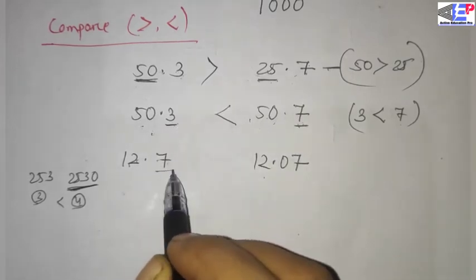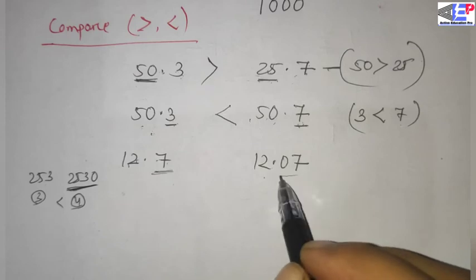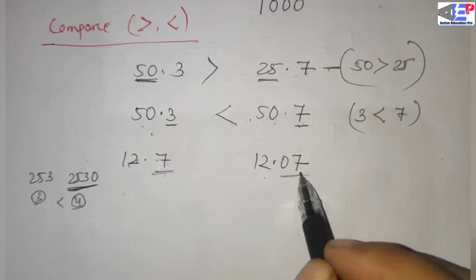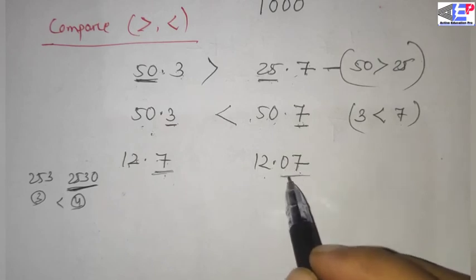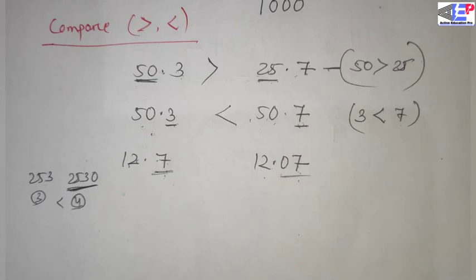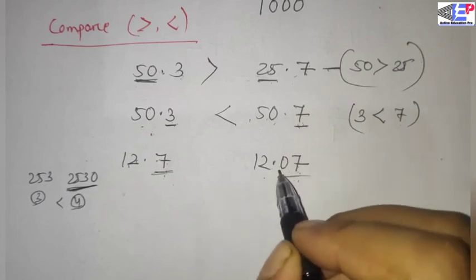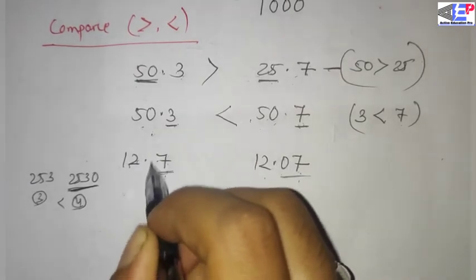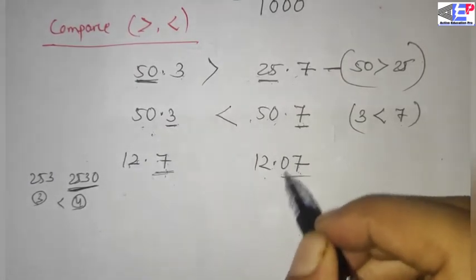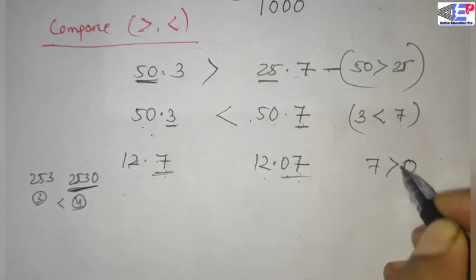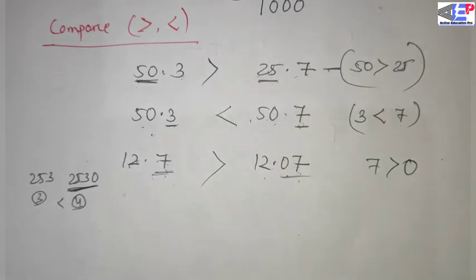Here the right side position is 7 and here it is 07. Here on the right side it carries 1 digit, and in the second number it carries 2 digits. So here 7 and 07. First we should check the first position, meaning the tenths position. In the tenths position, here it carries 7, here it carries 0. So 7 is greater than 0. So this number is greater than 0.07.